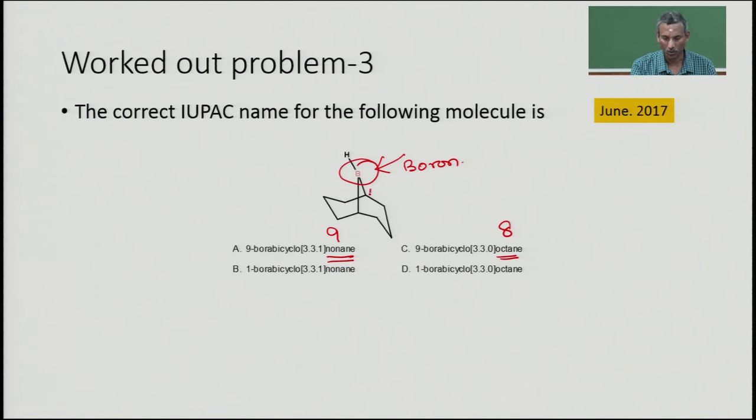We will start from here. 1, 2, 3, 4, 5, 6, 7 and 8. So, 8 carbon atoms are there. So, this is not the right IUPAC numbering. I am just counting only the number of carbon atoms. So, we have 8 carbon atoms present in this molecule. So, first we will think, since there are 8 carbon atoms, should we go with the octane number or not?